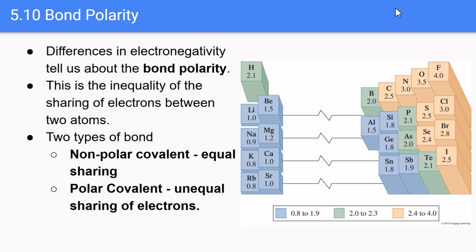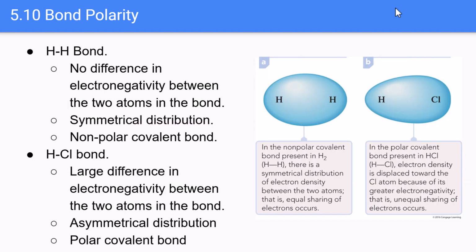You'd have a large difference in electronegativity. Polar just means that one side of the bond has a greater negative charge than the opposite side. So you can imagine that something with a large difference in electronegativity results in a fairly uneven sharing of those electrons due to the higher difference in electronegativity.